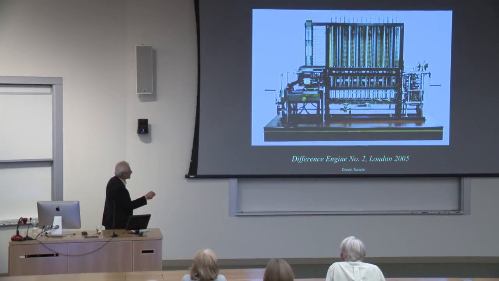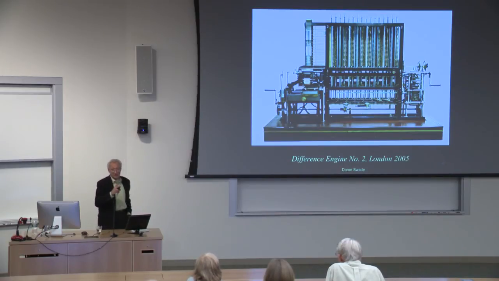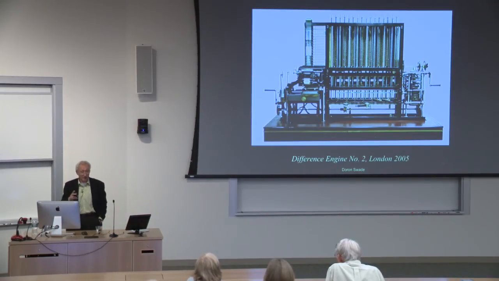If it just added this number to this number, and then this number to that number, only 2 columns out of 8 columns would be in use at any one time. And Babbage thought it was pretty inefficient. So he did what's called pipelining.